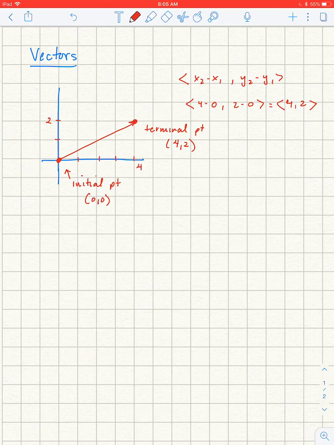Alright, so vectors give you direction, so it's moving 4 units to the right and 2 units up, if you want to think of it that way. It also gives you distance.